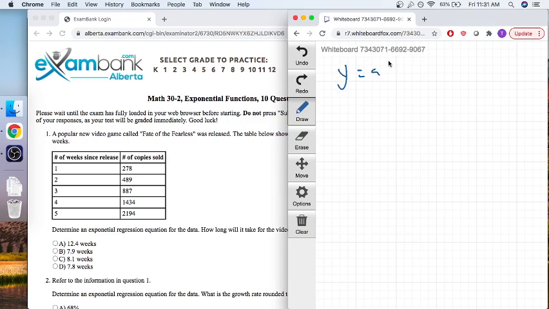Okay, so I get y equals a b to the x. A is equal to 172.71. B is equal to 1.683. We'll round to 3 decimal places.